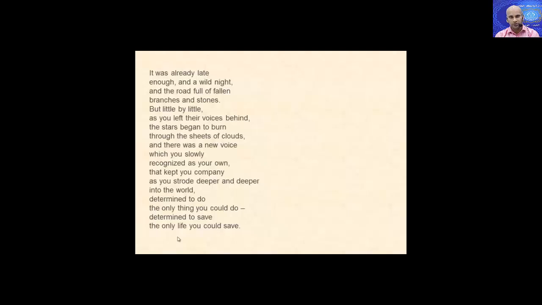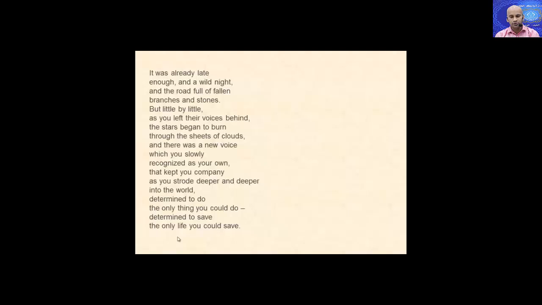So you never knew that you had to listen to your voice. In the past, you only listened to others' voice. Now you found that there is a new voice, which is your own voice, that kept you company. That is the only friend that you have. As you strode, you walked deeper and deeper into the world, determined to do the only thing that you could do, determined to save the only life you could save.